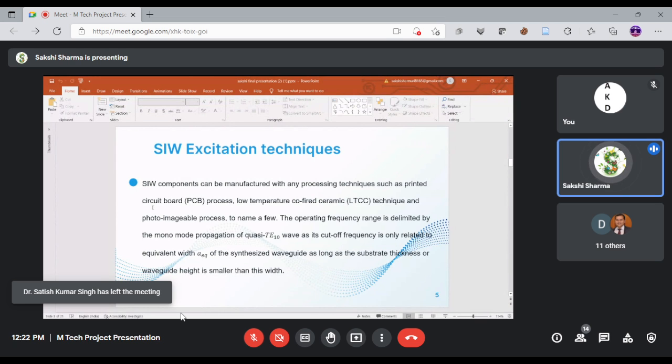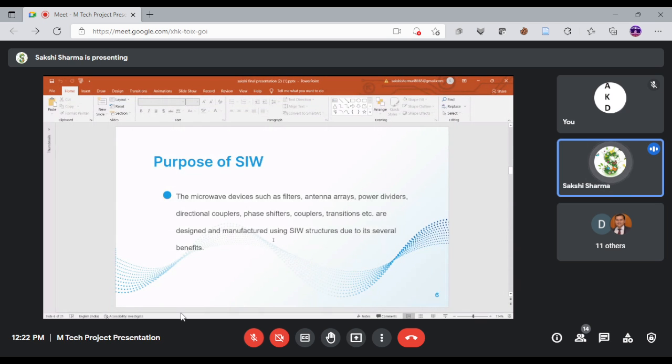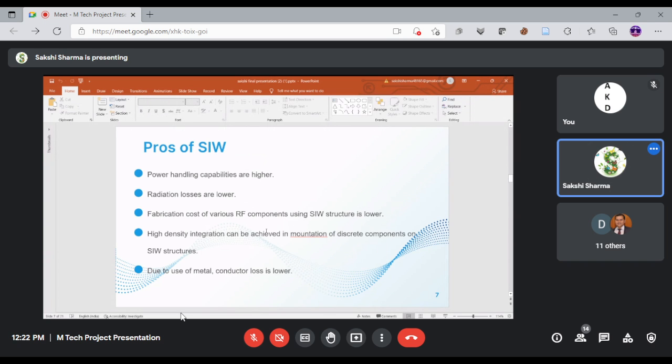Now the purpose of SIW. Microwave devices such as filters, antenna arrays, power dividers, directional couplers, phase shifters, transitions, etc. are designed and manufactured using SIW structures due to its several benefits. The benefits or pros of SIW are: power handling capabilities are higher, radiation losses are lower, fabrication cost of various RF components using SIW structure is lower, and high density integration can be achieved in mounting of discrete components on SIW structures. Due to use of metal conductor, loss is low.